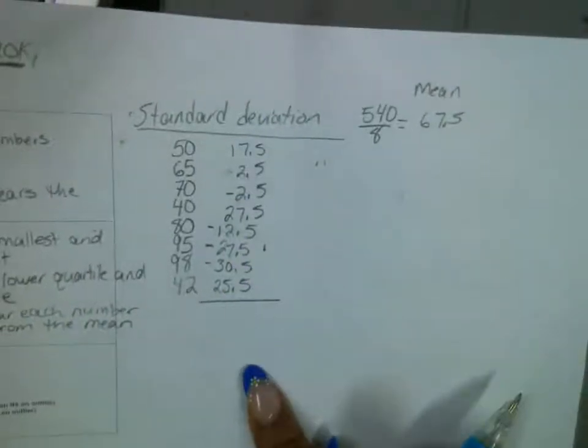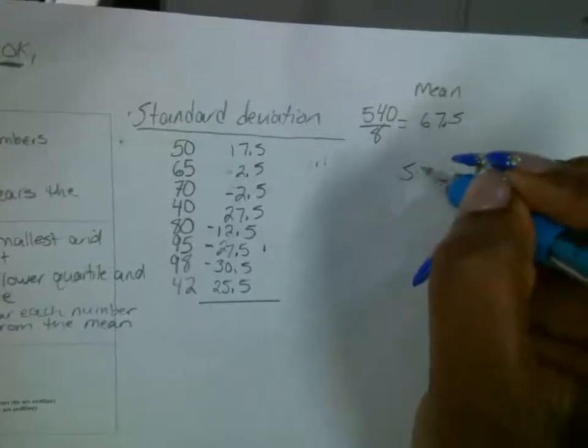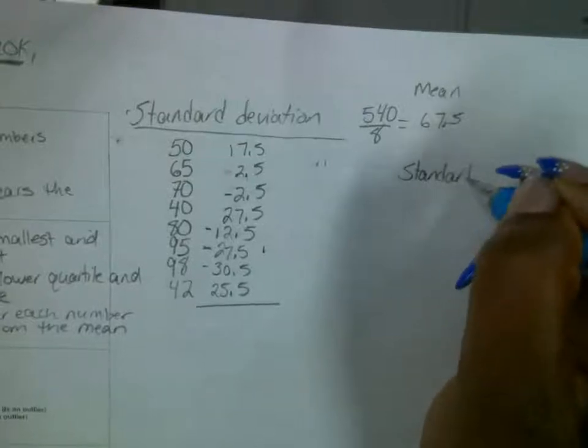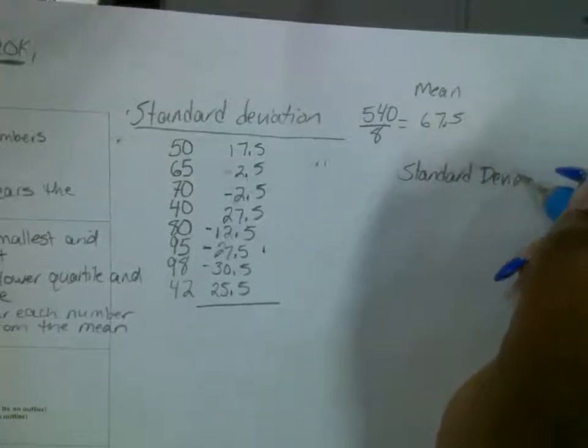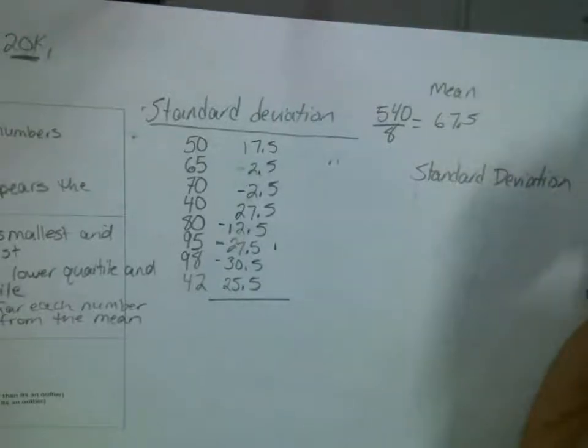Add all of these together and divide by how many in the list? 8. I need you to add it for me, because you got my count.